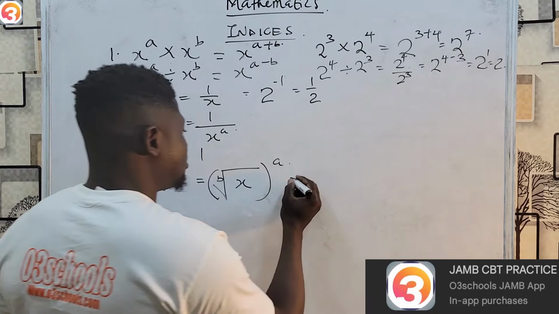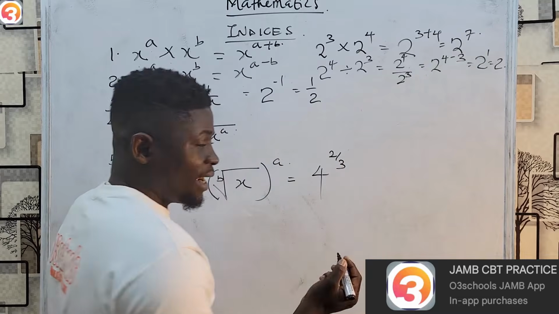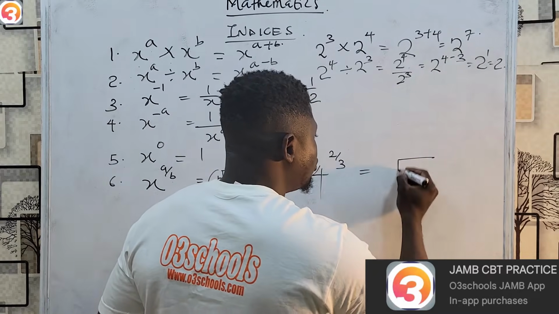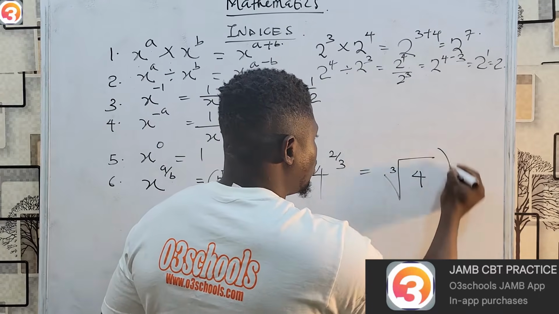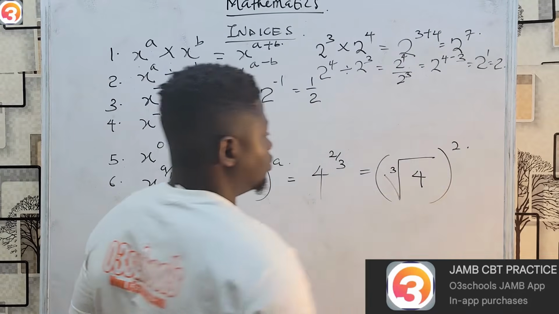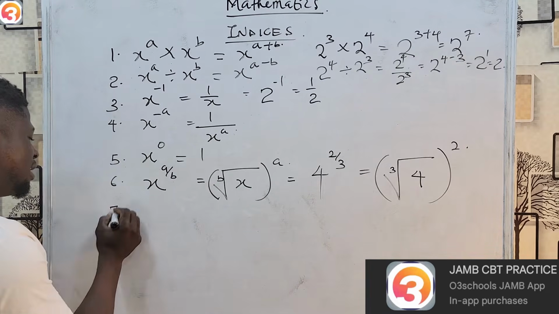For example, if you have 4 raised to the power 2 over 3, it's the same thing as saying the third root of 4, all raised to the power of 2. It's as simple as ABC. Very simple as ABC. So let's see another one.